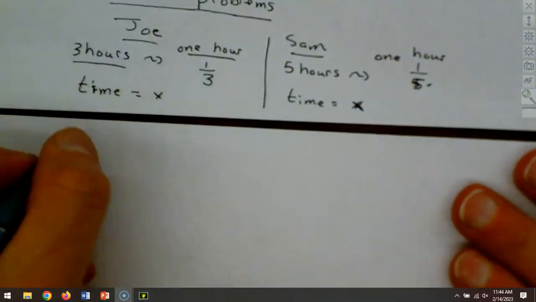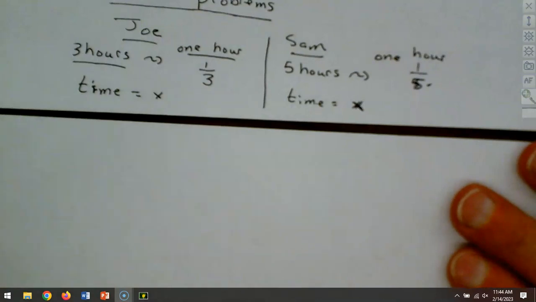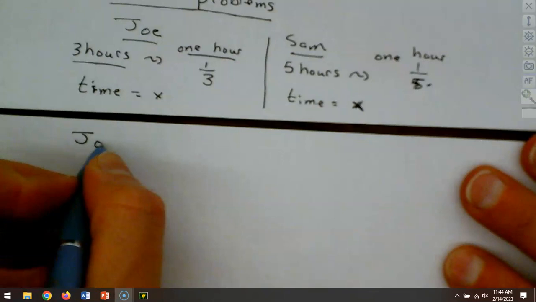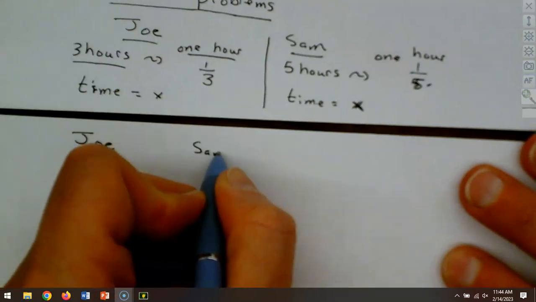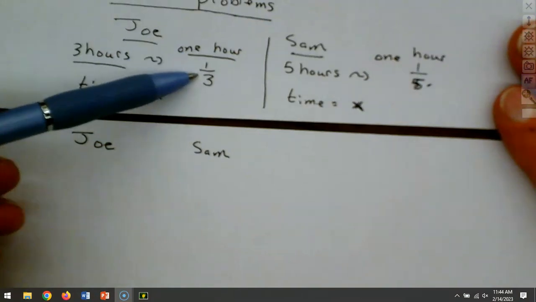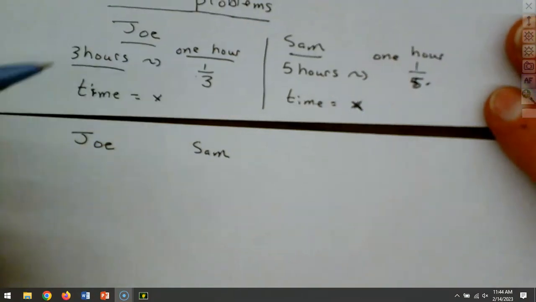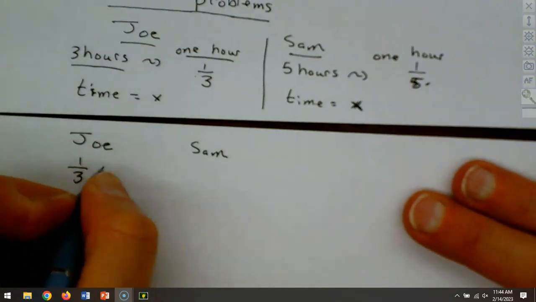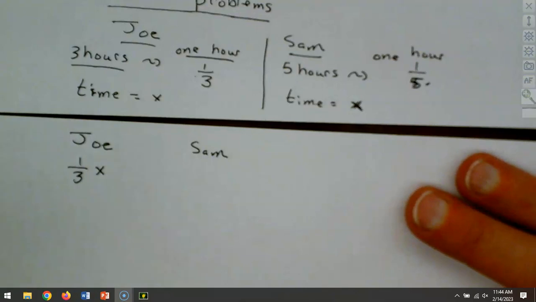And we're going to look at these. Just like we did with the mixture and the investment questions, they're going to go together, so they multiply together. Joe. Okay. How much does Joe do in an hour? 1/3 of the house. How long does it take him? Unknown time. So Joe, when we multiply, would be 1/3 x.